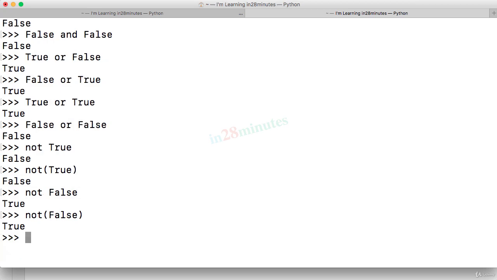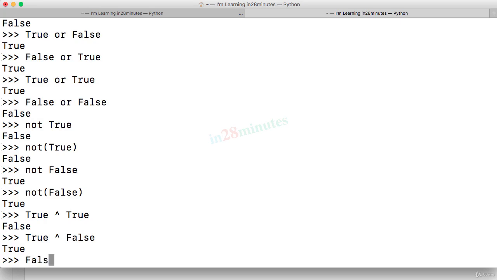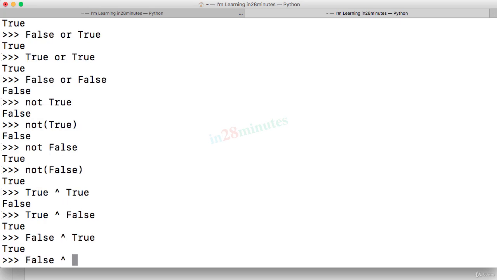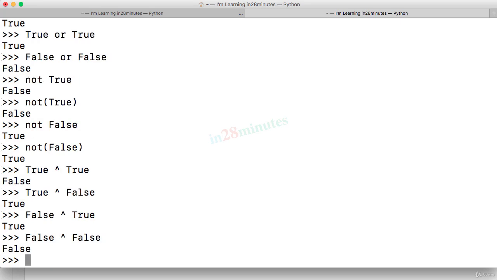XOR, on the other hand, is true when both the operands have different values. When one of them has a value of true, the other one has a value of false, XOR returns true. So if I have true and I do a XOR of true, what would happen? False. However, if I do a true XOR of false, what would I get? It's true. False XOR of true is true. False XOR of false is false.